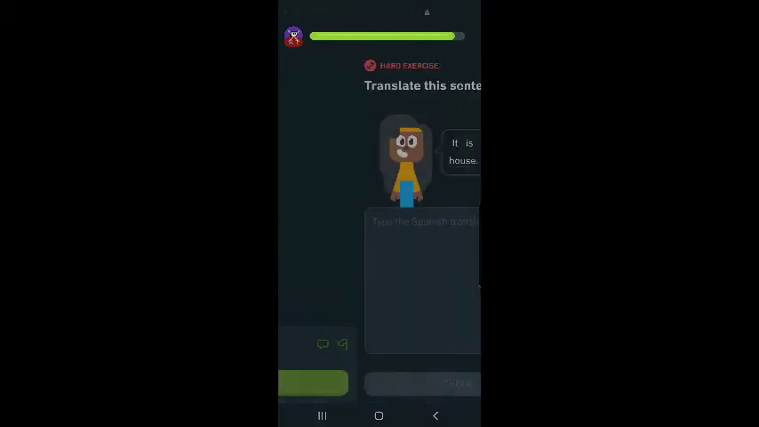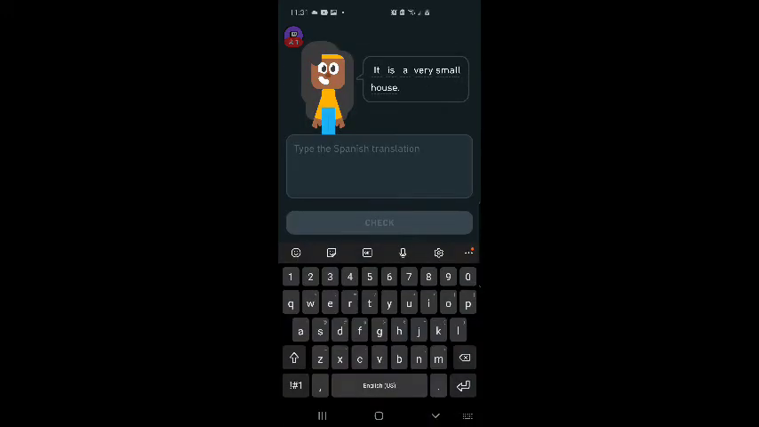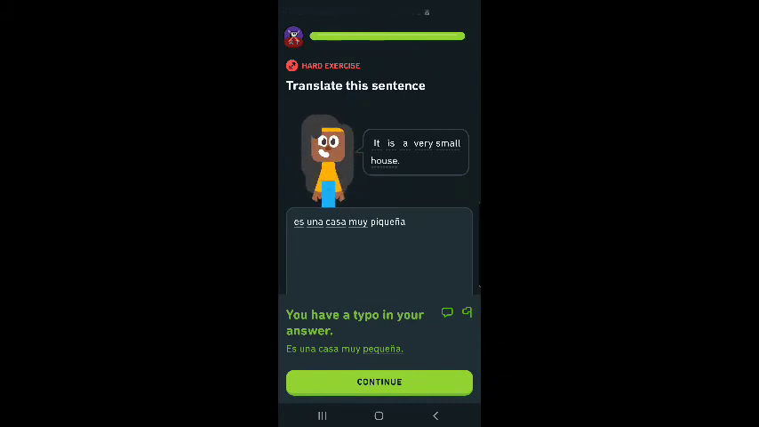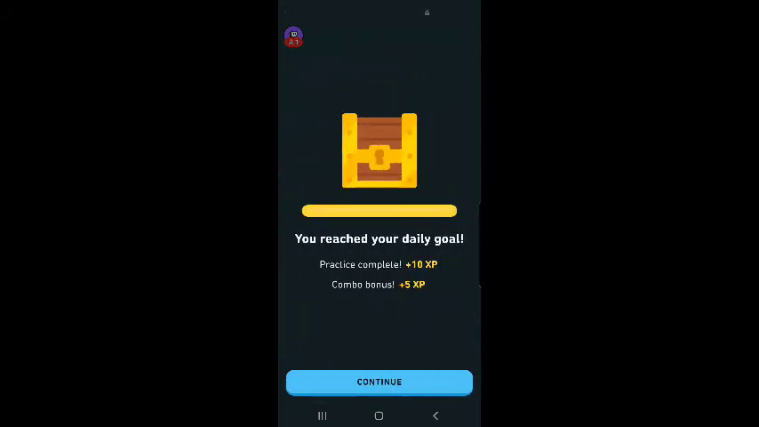Excelente. It is a very small house. Es una casa muy pequeña. You have a typo in your answer. Oh, I spelled pequeña wrong. It's Papa Echo Quebec Uniform Echo Enye Alpha. You have reached your daily goal. Practice complete, 10 XP. Combo bonus, 5 XP.